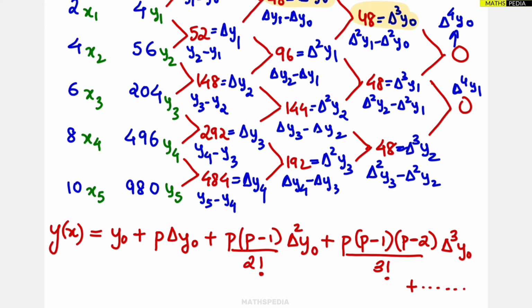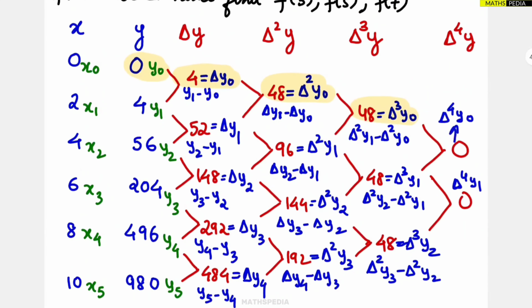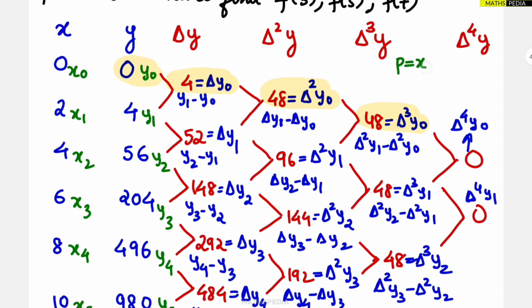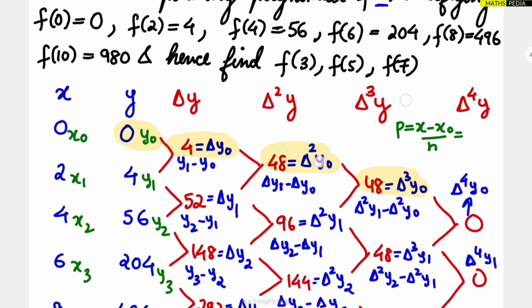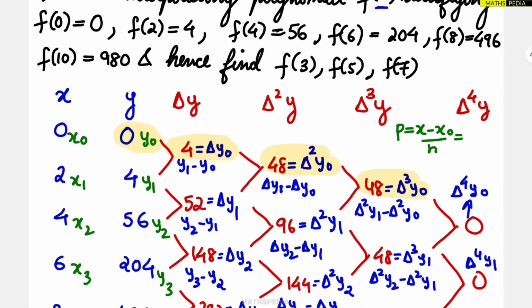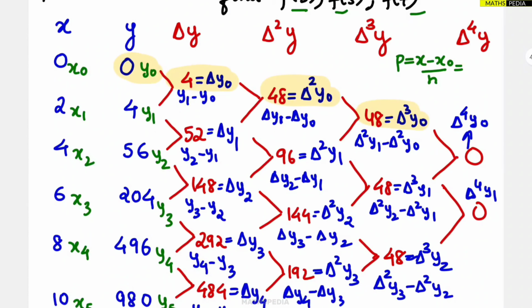Correct? So what is p? P we have to calculate, right? So p value is given by the formula p is equal to x minus x naught by h. Now what is x? X is basically whatever is asked in the question. The problem here is that we have to first form the interpolating polynomial. So x we have to treat as x itself. Remember this point. Don't put 3, 5, 7 and come. We have to first find the interpolating polynomial. For that purpose, we have to put x as x itself.